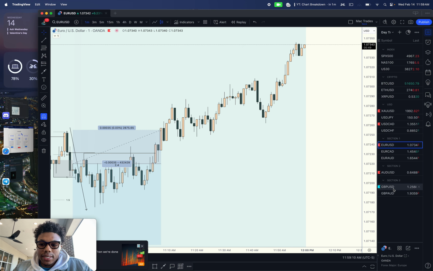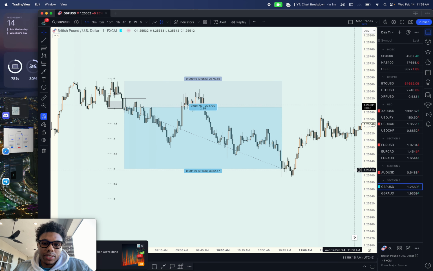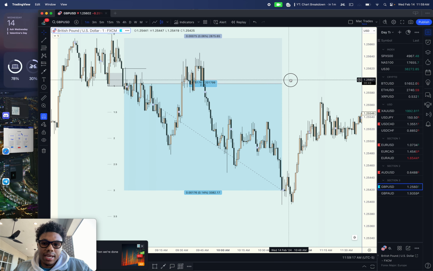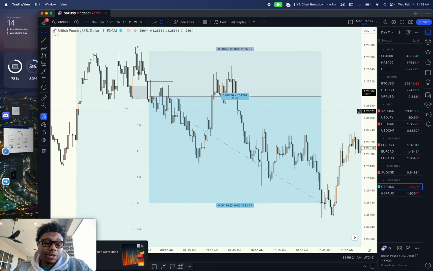Lastly, we have GBP USD for the morning. All right, so GBP USD, we caught one trade on GBP USD totaling 2.35%. Very straightforward. Trading setup, super straightforward. Once again, we did not see the displacement like we wanted to, okay? We saw a little bit of a supply and demand flip here, which is okay.